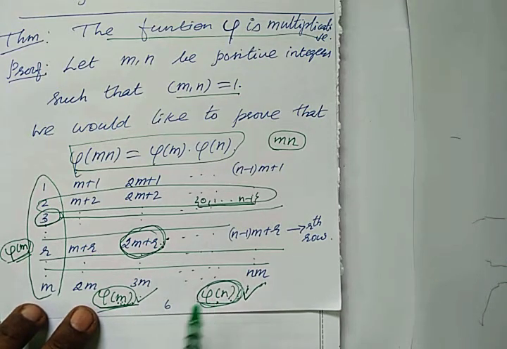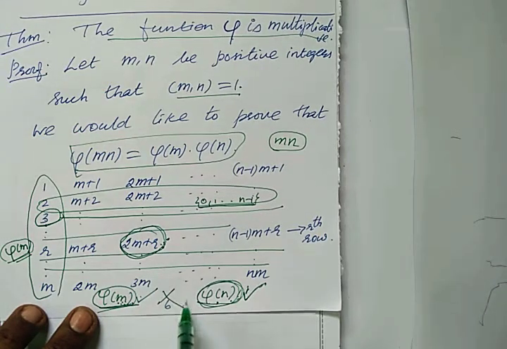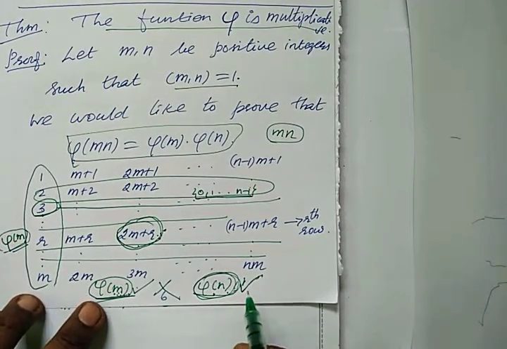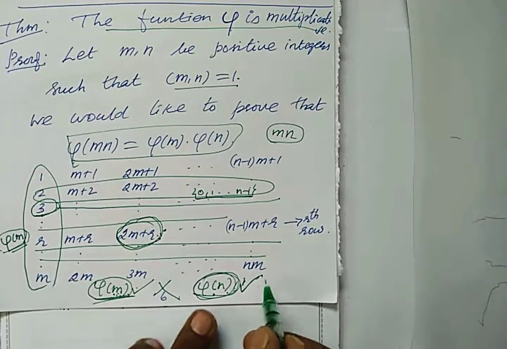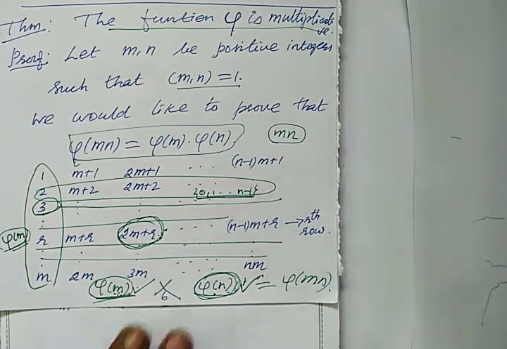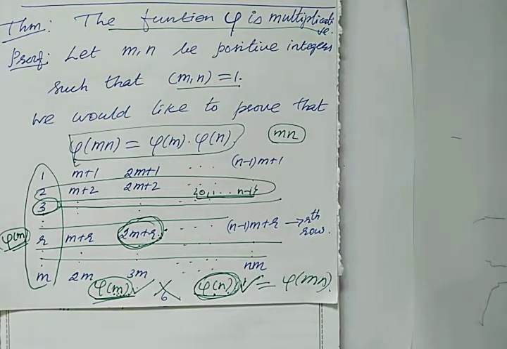So there are how many numbers? Totally phi of m rows into phi of n columns. So these many numbers are there, and these are the numbers which are relatively prime to mn. So this is equal to phi of mn. So that's all the proof. Let me just read the proof now.